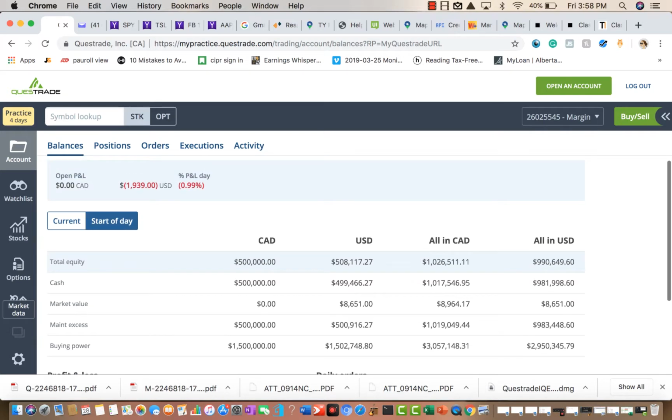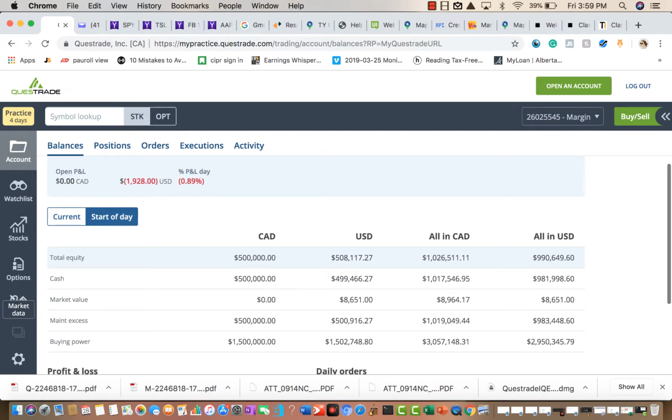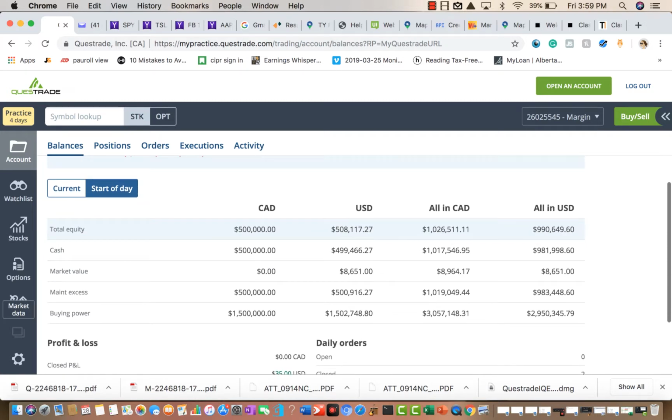Right here I'm just looking at these different tabs at the top. There are balances, positions, orders, execution, and activity. I'm gonna go ahead and explain what each of these means. Balances is where I am right now. Here I'll see how much I have in Canadian and how much I have in US. As you can see, there's total equity, cash, market value, main axis, and buying power.